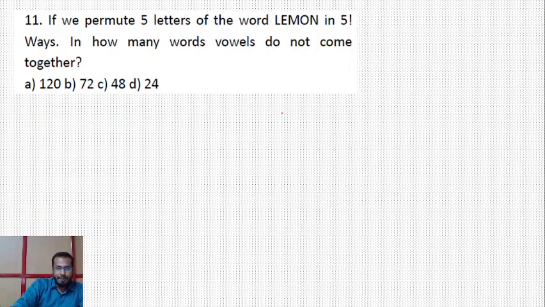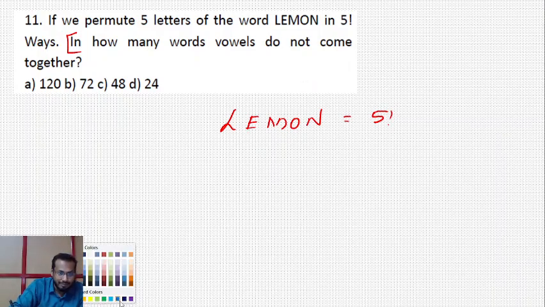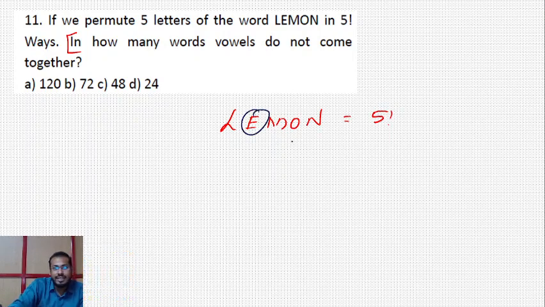If we permute 5 letters of the word lemon, so if you permute lemon, 5 letters, 5 places, so 5 factorial is the answer. 5 factorial ways. But the question is, in how many words do vowels not come together? So what are all the vowels here? One is E, and another one is O. Okay, so they should not come together.